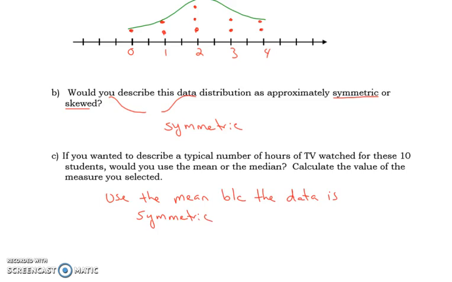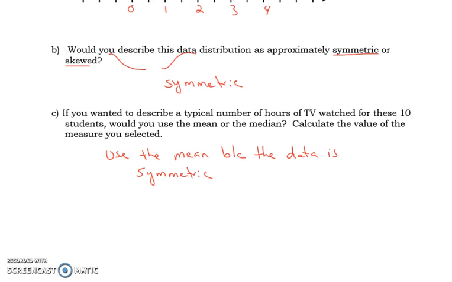Now you have to calculate the mean. You can calculate that using your graphing calculator or you can calculate it by hand. But when you find the mean, you're going to find the mean to be 2.2. If you want to use the graphing calculator, you're just going to enter hours of TV into L1 and then stat calc 1 variable statistics.